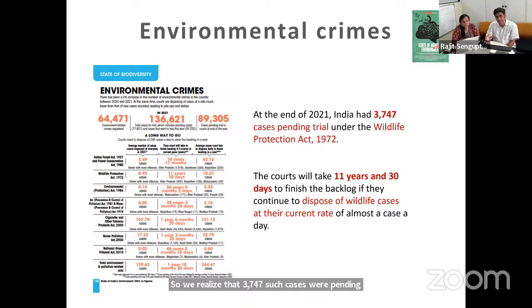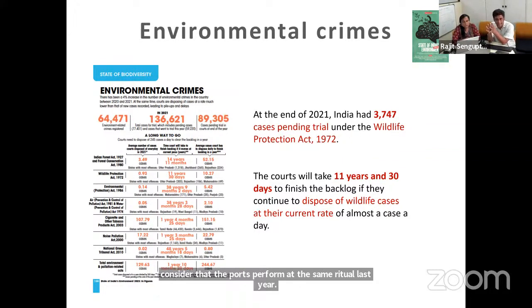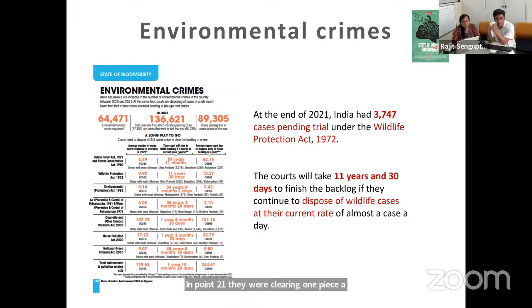Our estimate is that it will take 11 years to clear up this backlog if we consider that the courts perform at the same rate. Last year in 2021, they were clearing roughly 1 case a day when it comes to crimes under wildlife protection. So 11 years and 30 days is the time the courts will take at the current pace if they want to clear up the backlog.